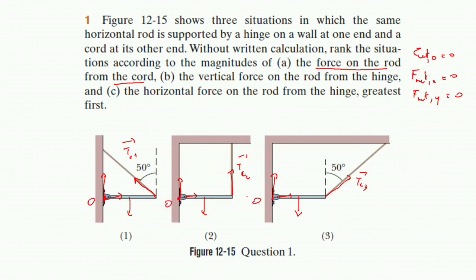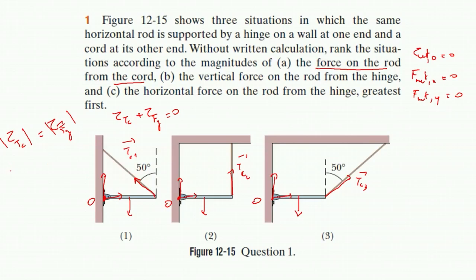If I put my axis of rotation here, I get rid of the torque of F horizontal and F vertical. So I will have the torque of TC plus the torque of the gravitational force equal to 0. So in magnitude, the torque of TC is equal to the torque of the gravitational force in all three situations, opposite in direction. Here I use the balance of torques around O.